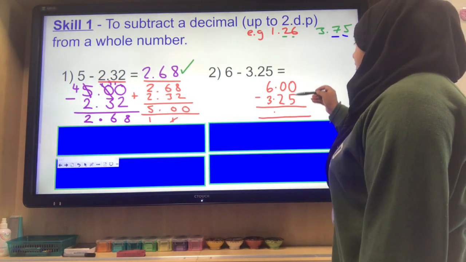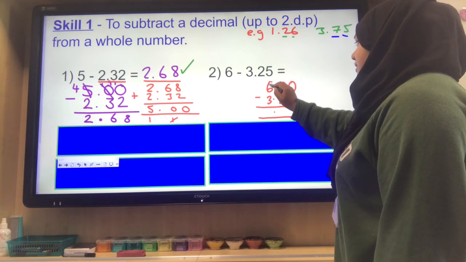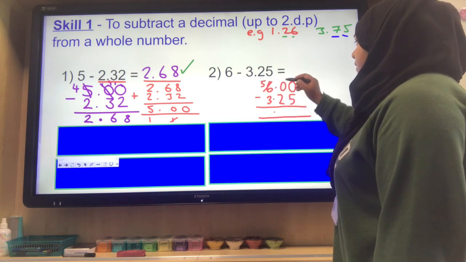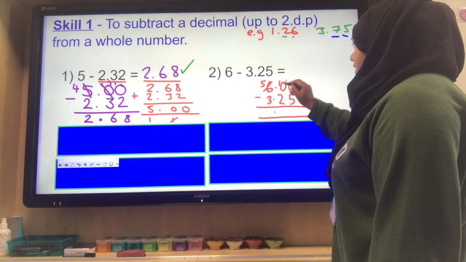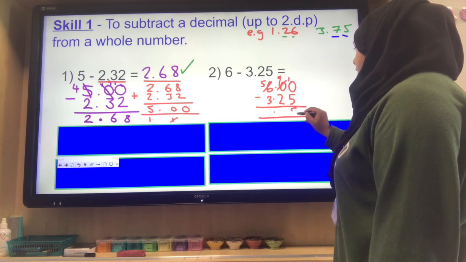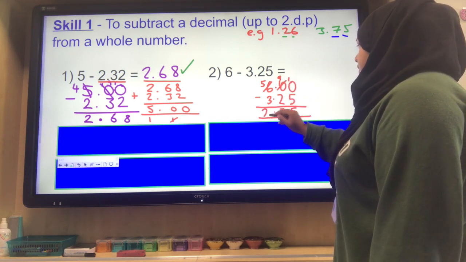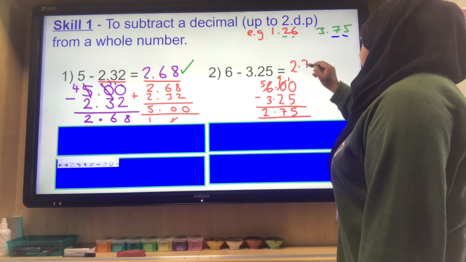Obviously, I can't do 0 take away 5. I can't borrow from the 0 next door, so I'm going to borrow from the 6. So the 6 becomes a 5. This becomes 10. I need to borrow from the 10. That becomes a 9. This becomes 10. 10 take away 5 is 5. 9 take away 2 is 7. And then 5 take away 3 is 2. So the answer is 2.75.